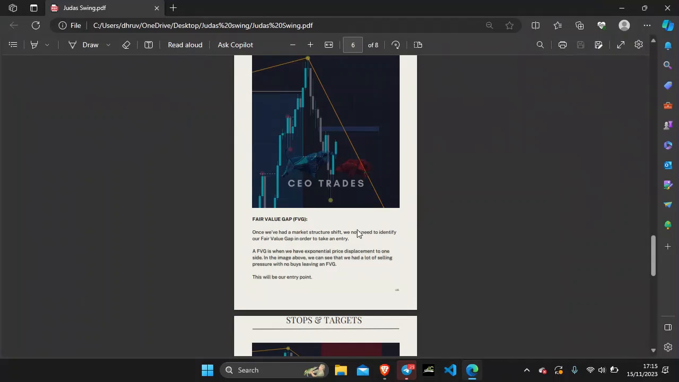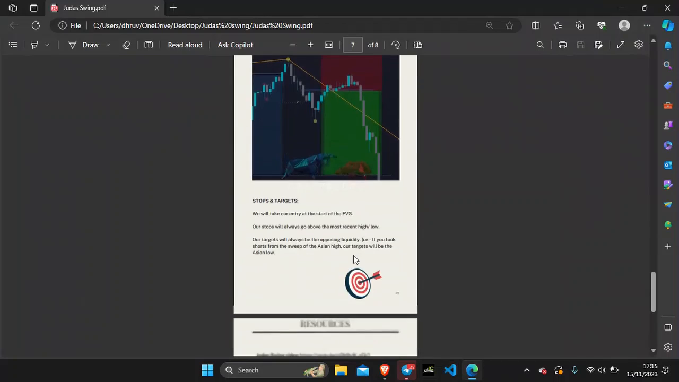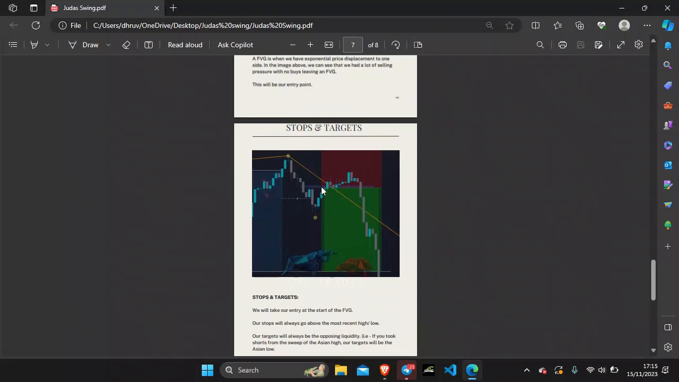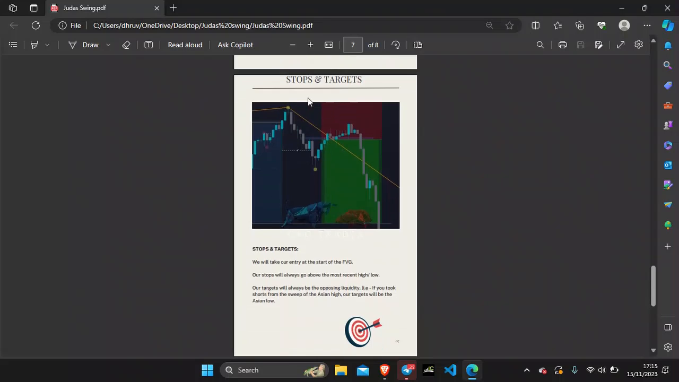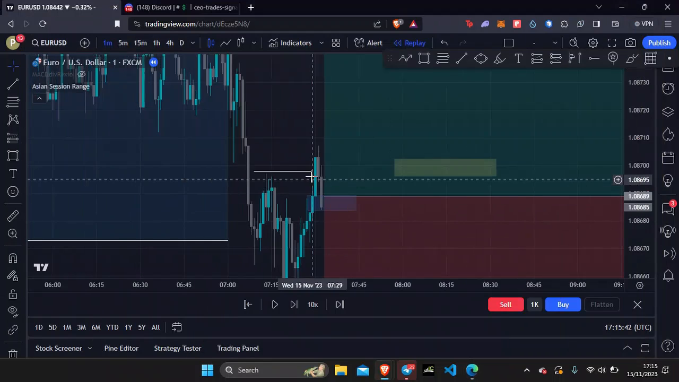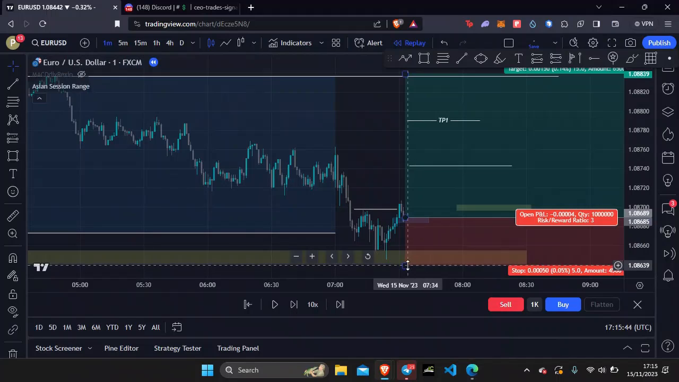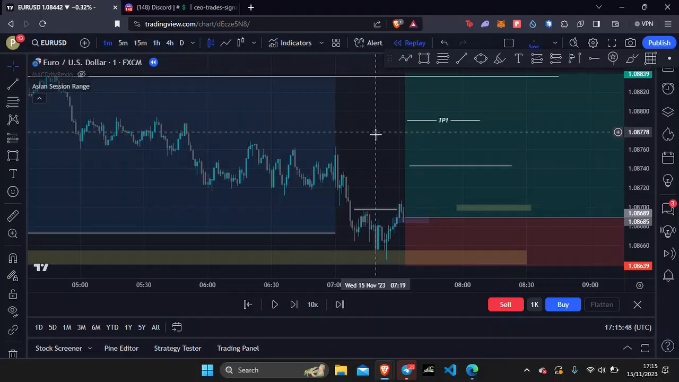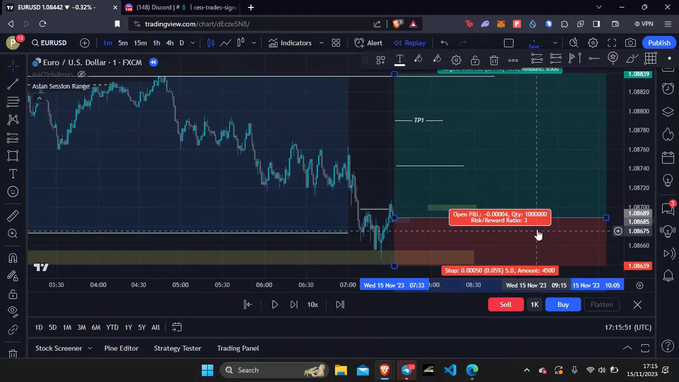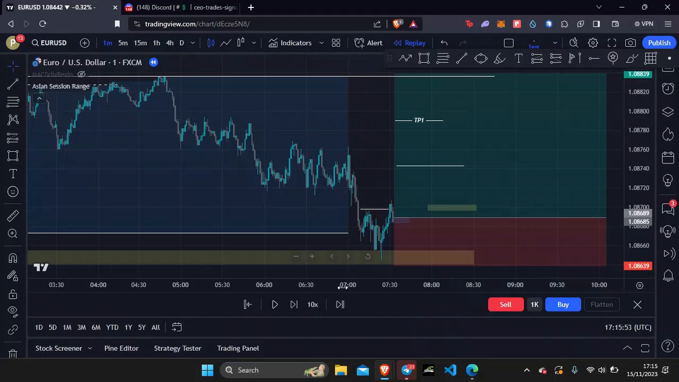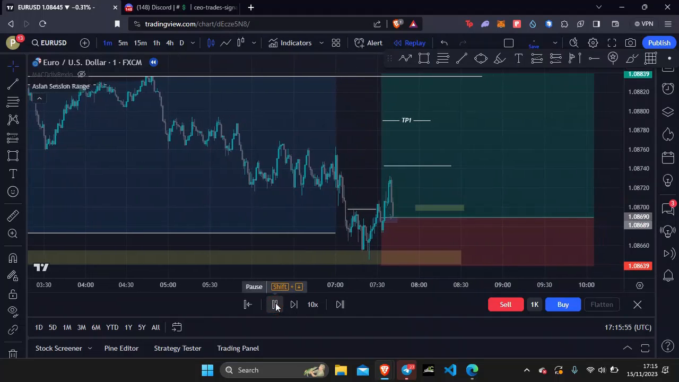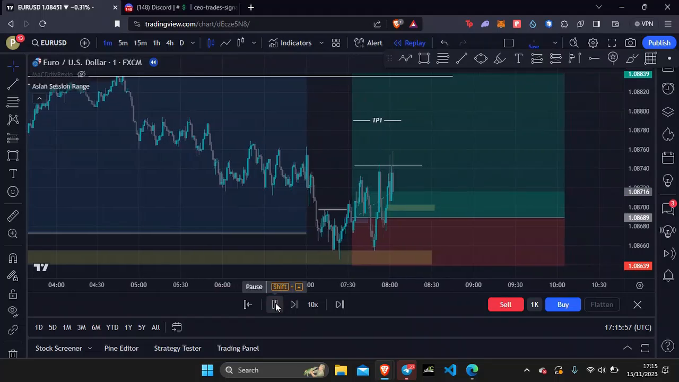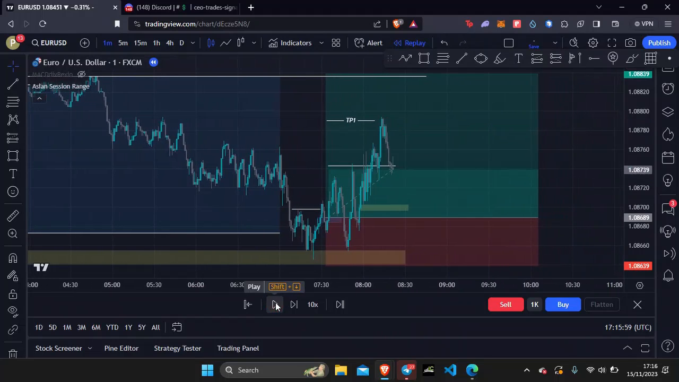And then the next thing, after we've identified our fair value gap, is we enter at the beginning of the fair value gap with stops above the most recent high. And we're always targeting the opposing liquidity. So my stop loss, again, was right below this low right here, and then my targets was the opposing liquidity. So this was a nice 1 to 3 risk to reward trade. So price then taps us in and immediately starts running towards our targets.